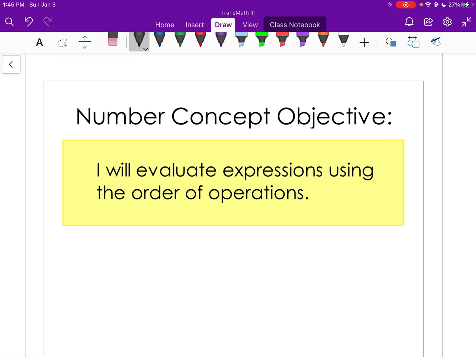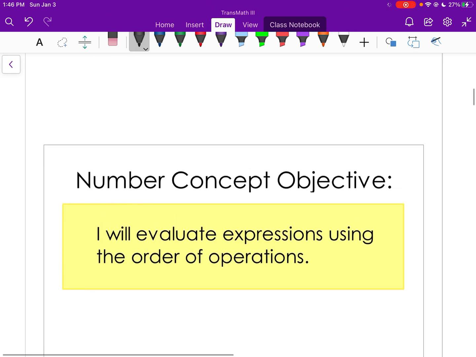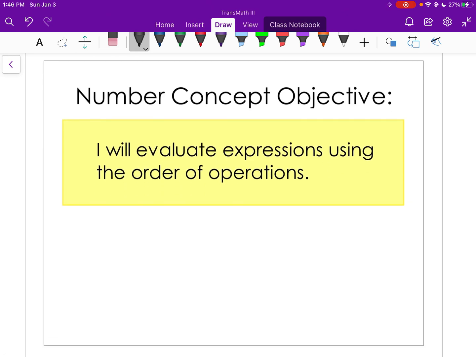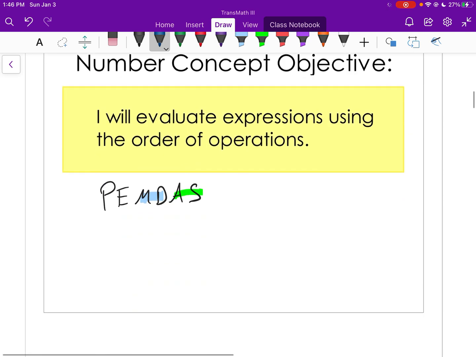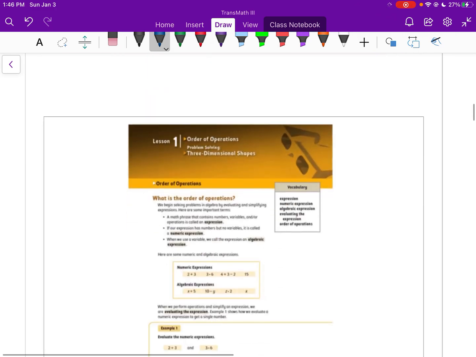Okay, so the objective for today: I'll evaluate expressions using the order of operations. We will be using an acronym to help us with our order of operations, and it is called PEMDAS. P represents parentheses, E represents exponents. We'll worry about those later on in this unit. The ones I'm more worried about are MD and AS. MD represents multiplication and division, and AS represents addition and subtraction. Those are what we will concentrate on today.